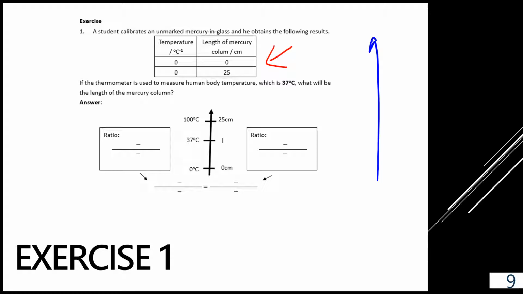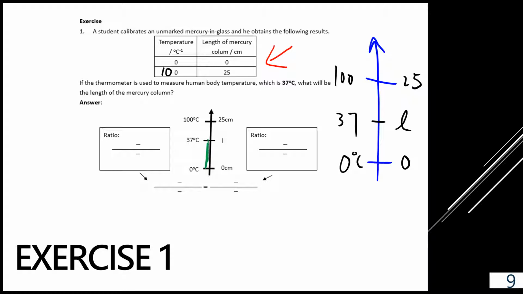Now, let's take a look at it. First of all, step 1, draw a graph like this. And then, oops, I'm sorry, that should be 100. So this is 0 degree and 0 cm, 100 degree and 25 cm, and then you have to find 37. I'll just put L here. As I mentioned, this is how you draw it.